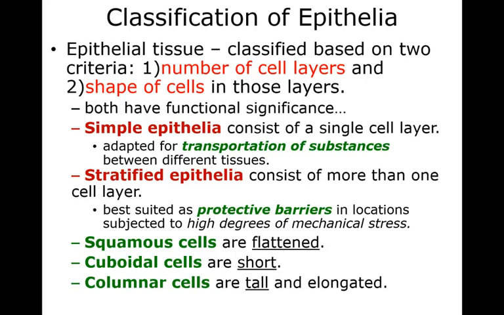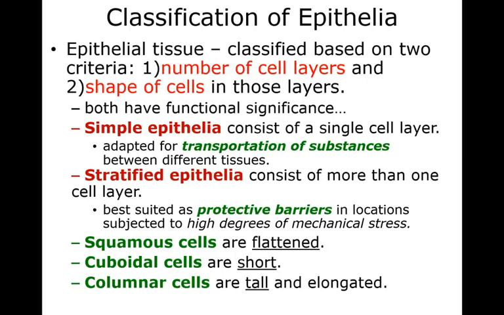If an epithelial tissue has more than one layer of cells, we typically call it stratified. So simple epithelial is a single layer of cells, stratified is more than one layer. And then based on the shape of the cells, we use the terms squamous, cuboidal, and columnar.